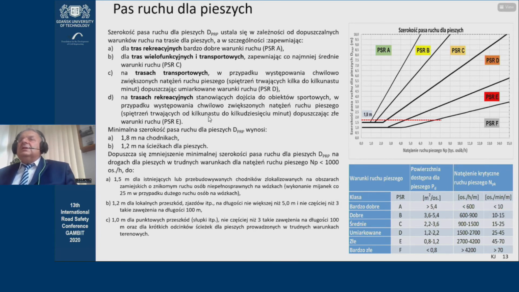So the minimum width is 1.8, that's on pavements, 1.2 on pedestrian lanes out of the city. The existing pavements can be narrower, but if they are, we have to build facility for passing by in opposite directions every 25 meters.